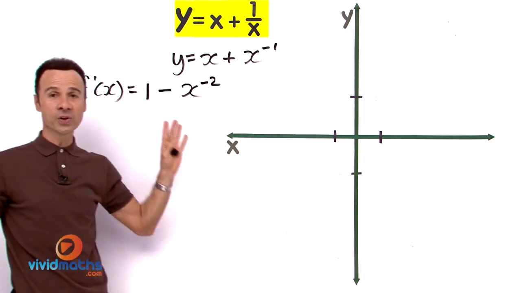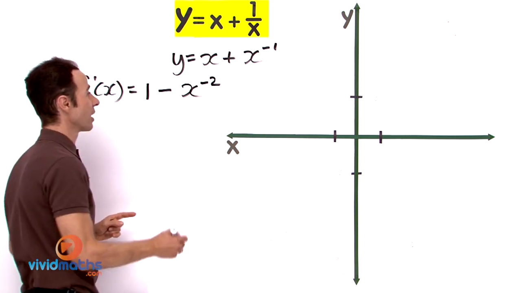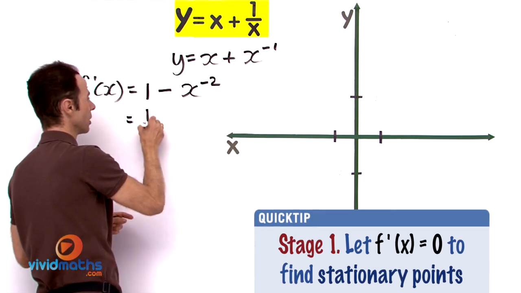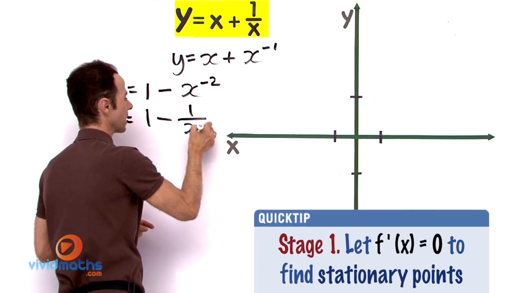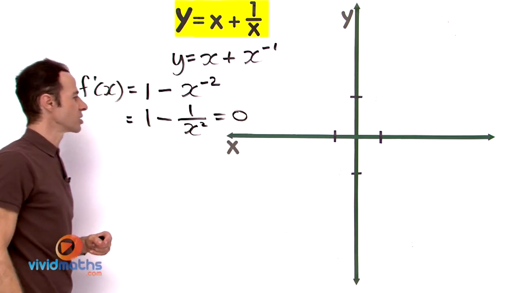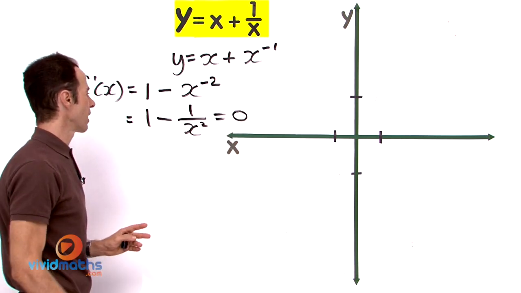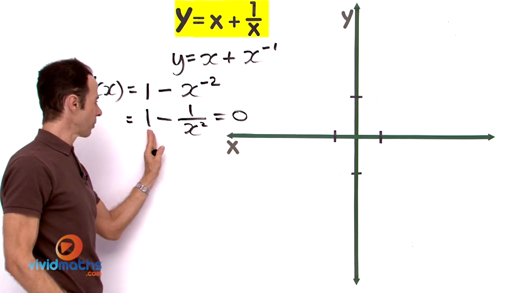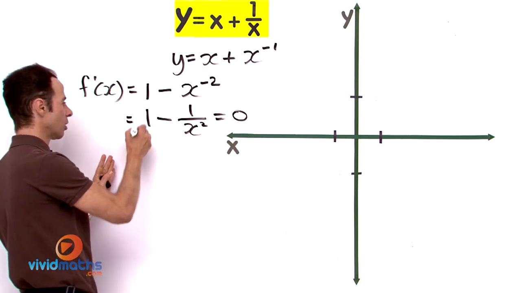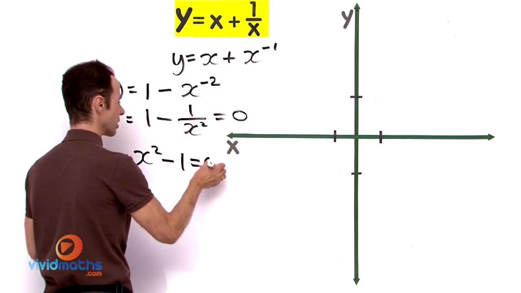Now, what do we do with the first derivative? To find stationary points, make it equal 0, that's right. So let's make that equal 0. Actually, let's write it out like this, 1 minus 1 over x squared, because that's essentially what it is. Make that equal 0. Let's multiply both sides by x squared. So that means if we multiply that by x squared, that by x squared, and that by x squared, we're left with a value of x squared minus 1 equals 0.